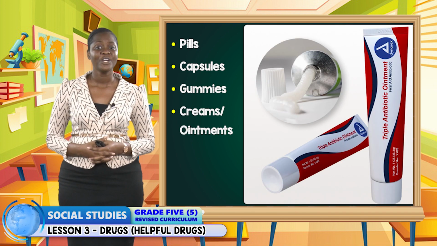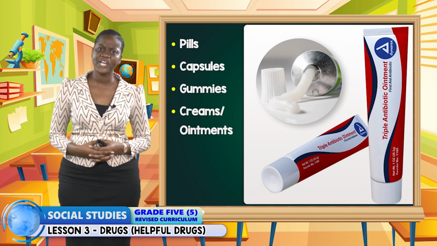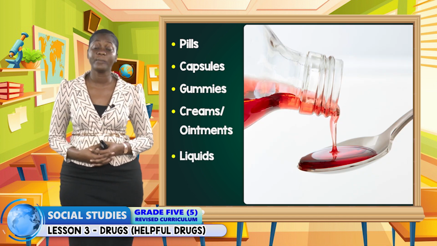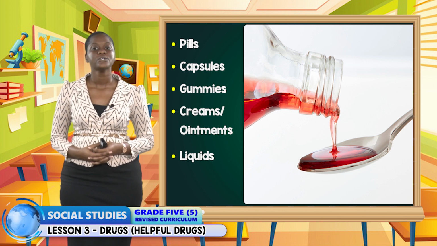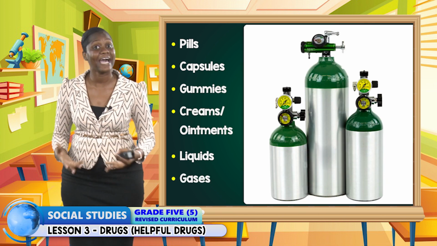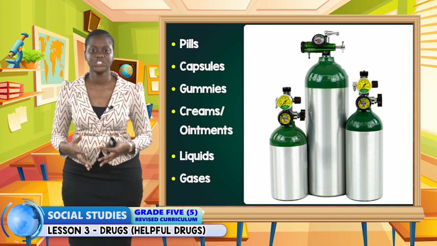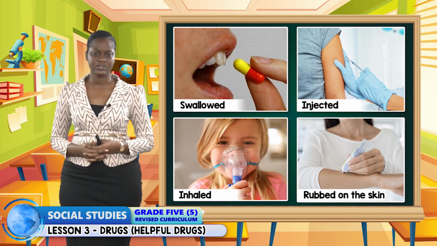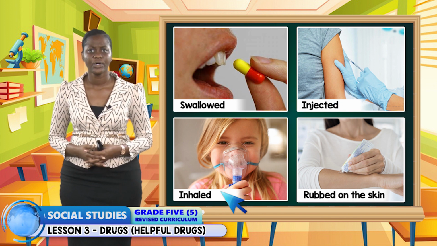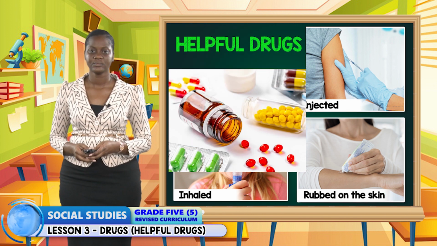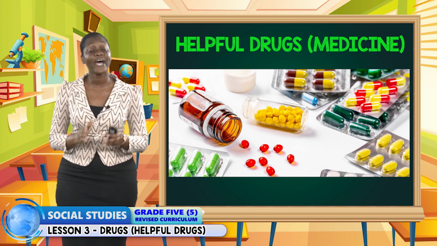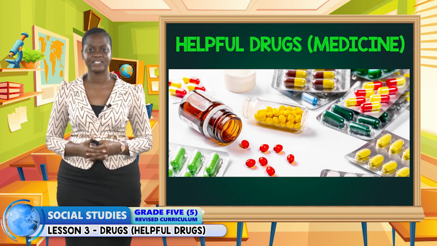There may also be creams or ointments, such as antibiotic ointment. Drugs also come in the form of liquids. For example, solutions, suspensions, or syrups. A drug may even be a gas. For example, oxygen. When taking drugs, they can be swallowed, injected, inhaled, or rubbed on the skin. But let's take a closer look at helpful drugs, and that will be our focus for today's lesson.